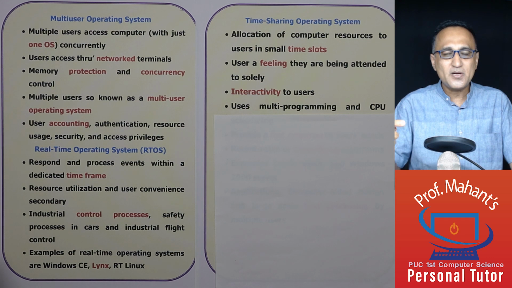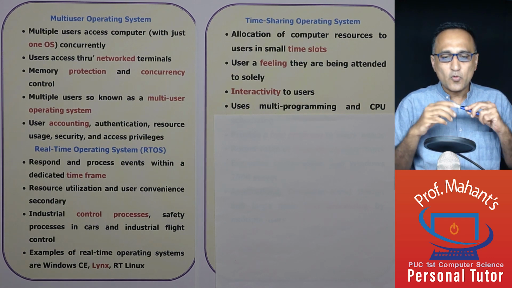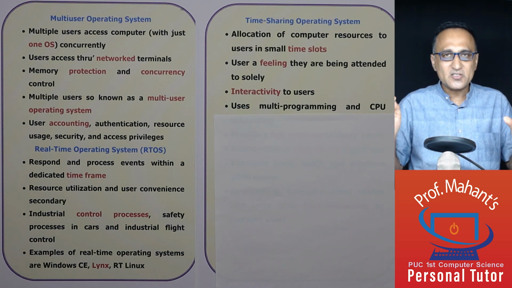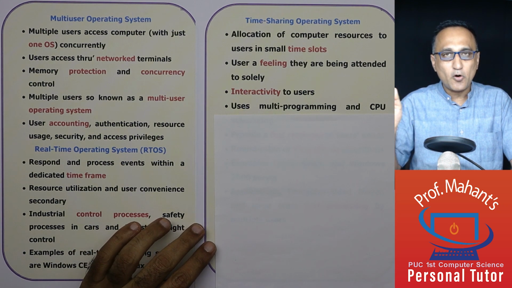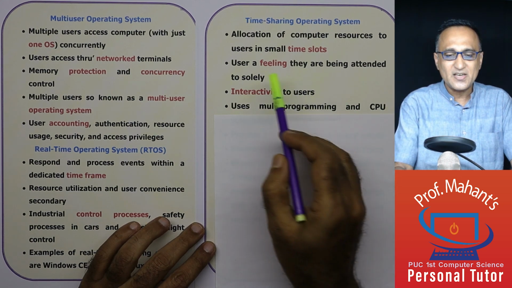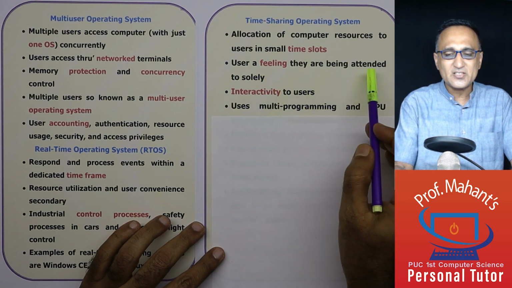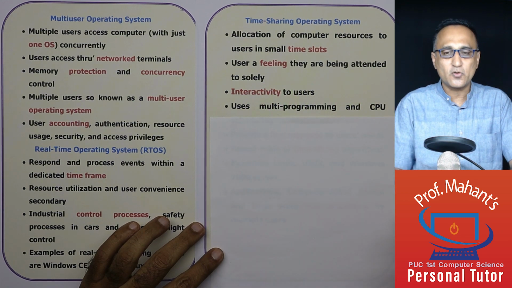So that is a job which requires interaction with the screen. When you're booking a ticket, there is one or many CPUs. There are hundreds of users who are trying to book ticket, but it divides the CPU time between all the users so fast, or it switches between all the users so fast, that each user will get the feeling that he or she is being attended solely.